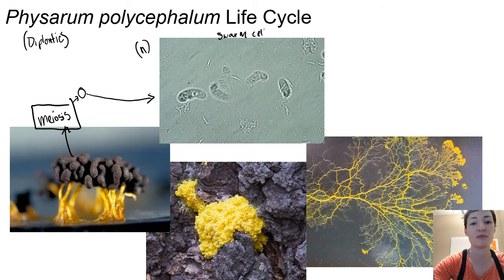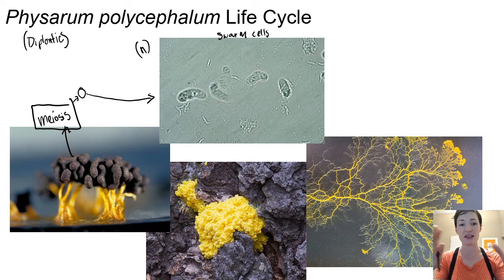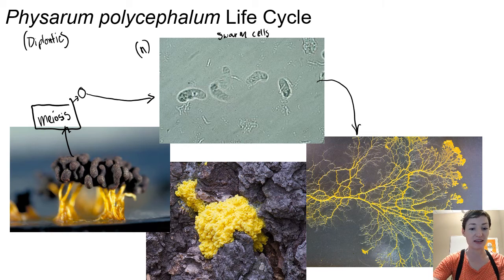And you don't need to memorize this life cycle. This is just for your interest. So these swarm cells are these little amoebae that swim around. They can take on a few different forms. They have two flagella, and then they find each other and they fuse together, and then you get this diploid plasmodium that's then going to grow as this giant amoeba and seek out food. And then once it runs out of food, that is going to trigger it to make spores.